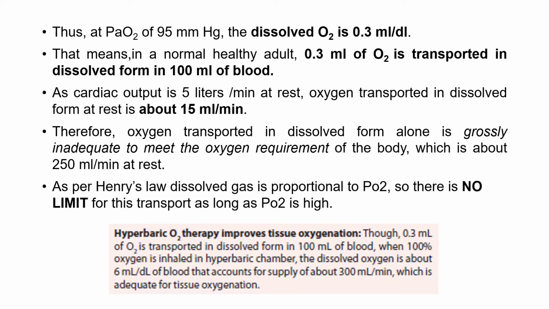Hyperbaric oxygen therapy improves tissue oxygenation. Though 0.3 ml of oxygen is transported in dissolved form in 100 ml of blood, when 100% oxygen is inhaled in hyperbaric chamber, the dissolved oxygen is about 6 ml per deciliter of blood. That accounts for supply of about 300 ml per minute, which is adequate for tissue oxygenation, isn't it? Okay.